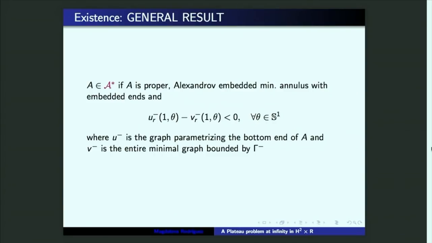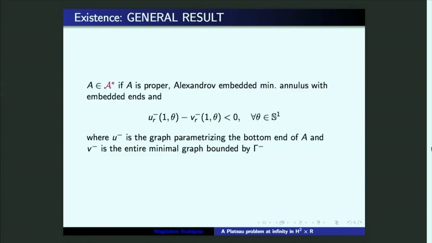So since you are deforming the end upstairs, maybe you are going to lose embeddedness. So instead of properly embedded, we consider proper Alexandrov embedded annuli, but with embedded ends. We keep that. And we need a technical extra hypothesis here, which means that we are going to fix one of the boundaries at infinity downstairs.